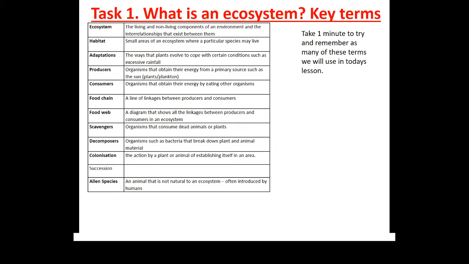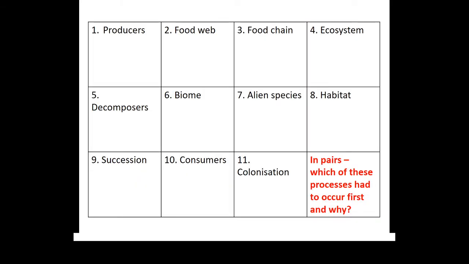Okay, so welcome back. If you're working from home, your task now is to provide a definition for those 11 phrases. Don't look back at the terms. If you're in class, your job now is, with a partner, try and describe each of those different terms linked to an ecosystem without looking back at your notes. Once you've done that, I want you to think about which processes have to occur first for an ecosystem to develop. Pause the video, come back to me when you've done that.